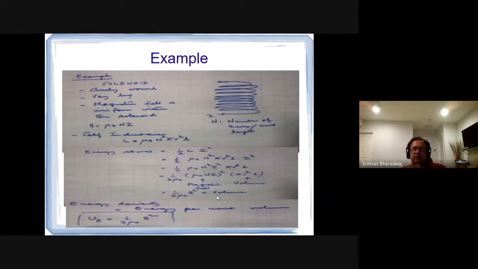So from that you end up with the corresponding equation for the energy, right? Half Li square, you plug in for L, and then you end up with the total equation for the energy.